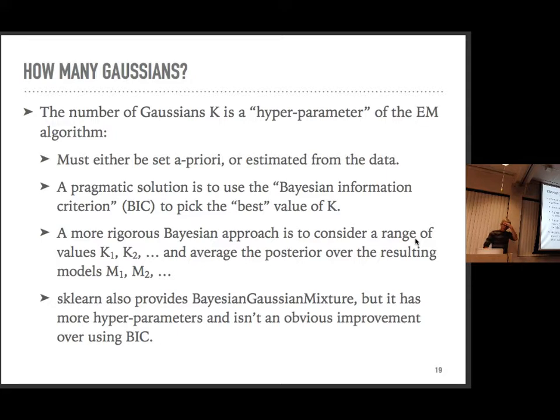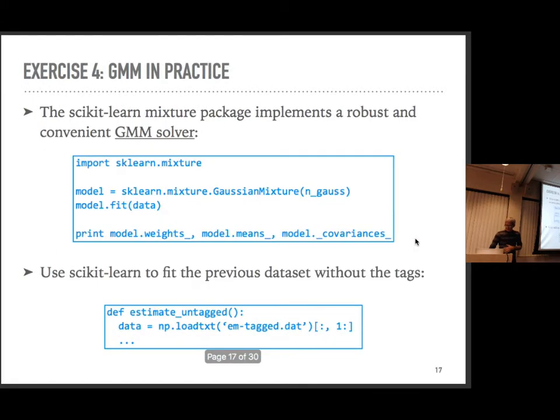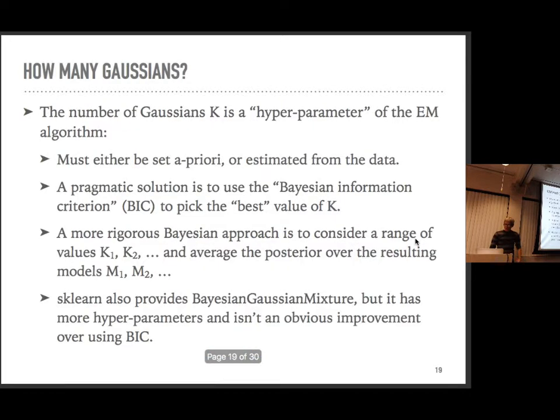Okay, an important point that I've just swept under the rug so far: when you initialize the sklearn object here, you have to tell it how many Gaussians you're looking for. So what number should you give it? This is an example of what I referred to this morning as a hyperparameter. The number of Gaussians is a hyperparameter of the EM algorithm. Either you just have to know what the answer is going to be, so effectively you set it a priori, or you have to somehow estimate it from the data.